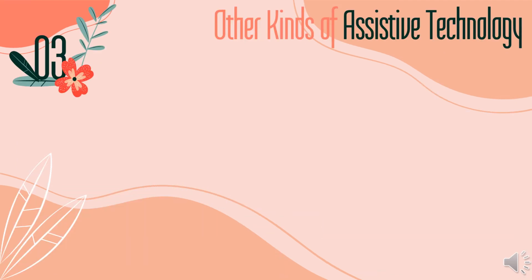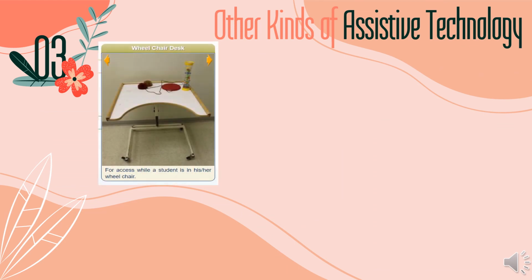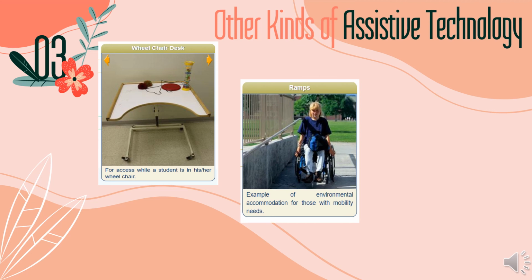So here are the other kinds of assistive technology. First is the wheelchair desk, especially for a child with CF when he or she is sitting in a wheelchair. Another is the ramps. Ramps are used when the student with CF is sitting in a wheelchair. This is an example of environmental accommodations for those with mobility needs.